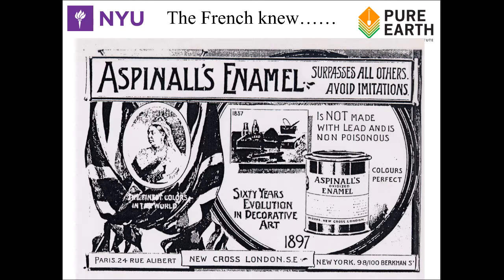And here's a good historic picture of Aspinall's enamel. I want you to look right in the middle. You'll see 1837 pictures of lead and oil, where lead used to be the colorant, lead carbonate, the white color of this paint. White lead. And this is an advertisement saying, hey, we have a new paint that's not made with lead and is non-poisonous. And this ad is 1897, 60 years after it was discovered the French pigment workers were suffering from lead poisoning in 1837. So there's a strong reason why Europe has never had the lead-based paint problem the U.S. has.